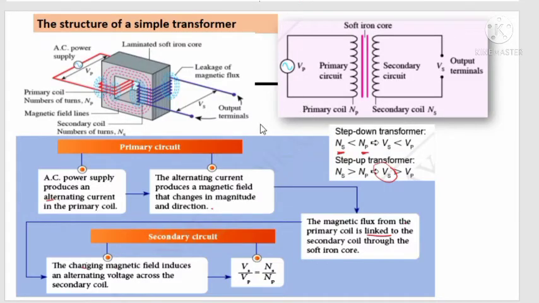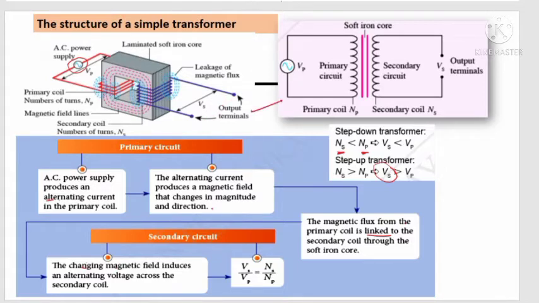Now let's look at the structure of a simple transformer. So this is a simple transformer. It consists of a soft iron core, a primary coil, and a secondary coil. For the primary coil, there is a power supply, an AC power supply, and for the output here, the secondary coil, it will be connected to any load or resistor or any detector like a galvanometer.